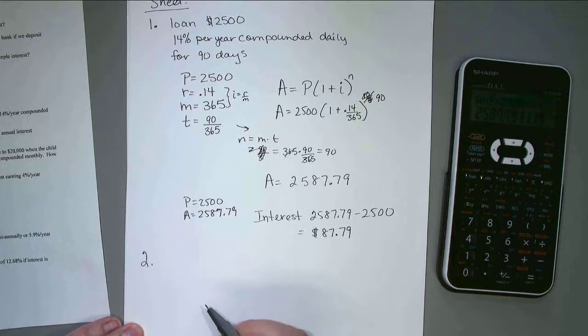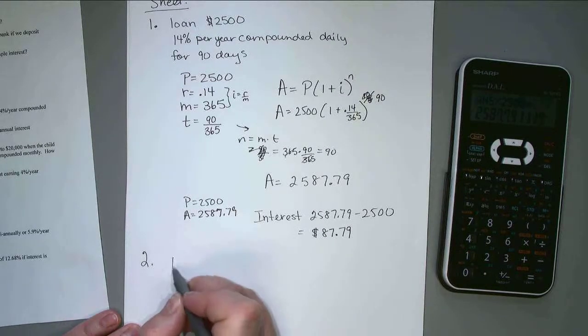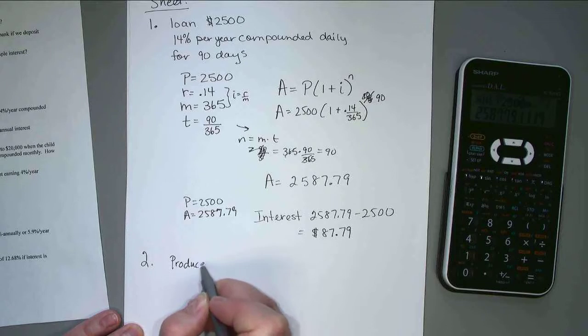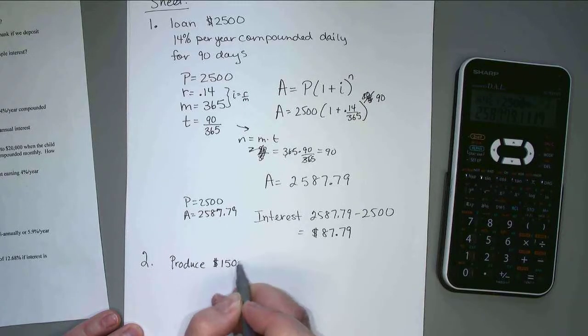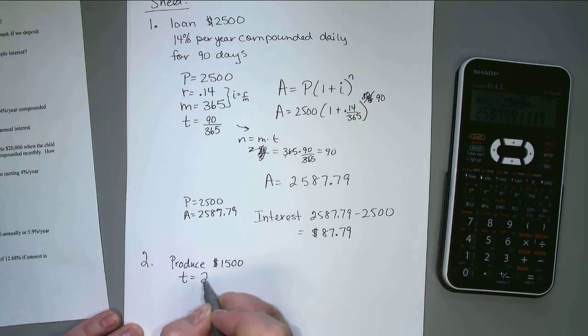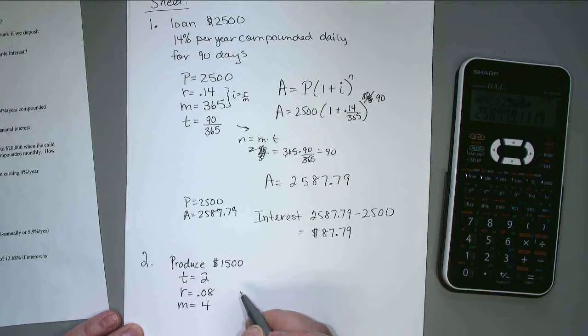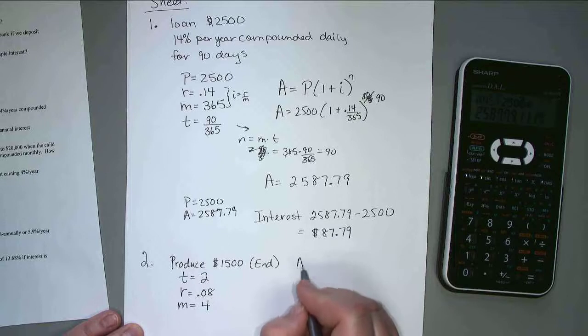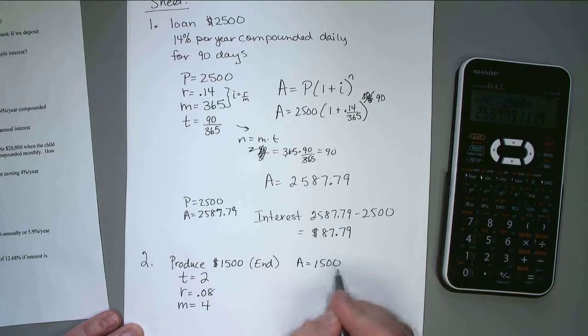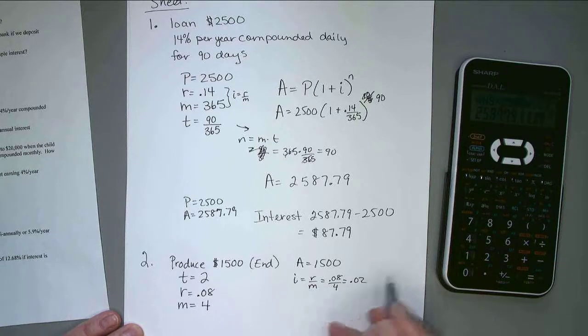2, how much should be invested to produce 1,500 in 2 years at 8% annual interest compounded quarterly? So it's wanting this as your end amount. You want to produce that. So this is your A. I is R over M. This actually works out nice when you put it in the calculator.